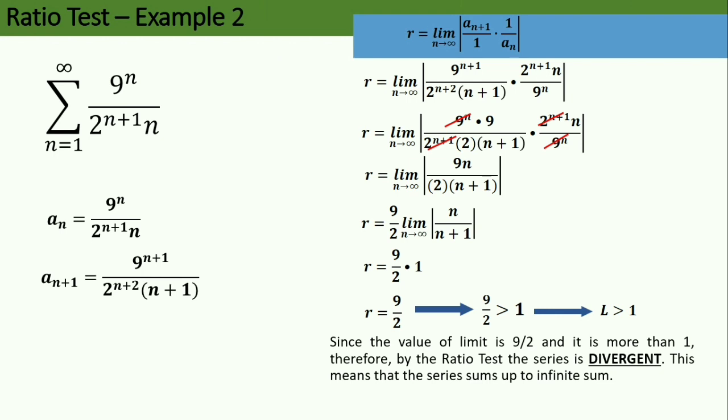So, since the value of limit is 9 over 2 and it is more than 1, therefore, by the ratio test, the series is divergent. This means that the series sums up to infinite sum.